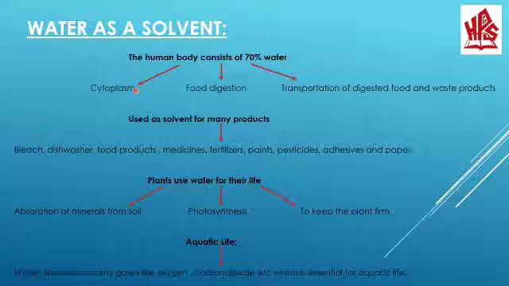The cytoplasm of every living cell is a solution of protein and other substances in water. Most of the chemical reactions in our body can only take place in aqueous solution. Food digestion: the food that we eat needs to be digested and dissolved in water before it can be absorbed by the body. Water also transports the digested food and the waste products around the body.